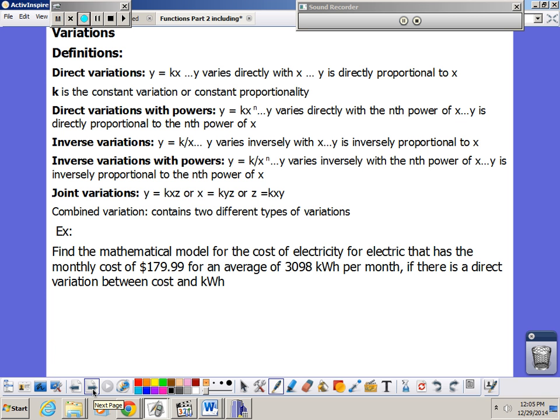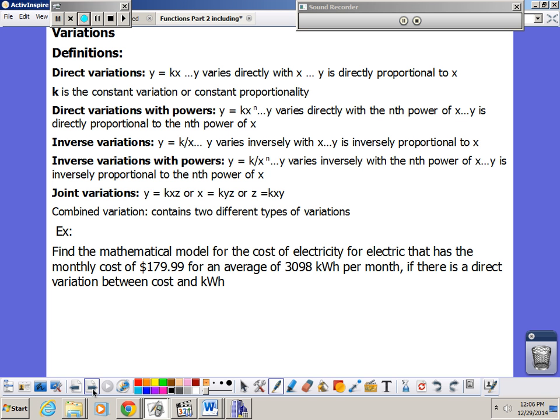Okay, variations. The types of variations that we're going to be using are direct variations, which are in the form of y equals kx, where y varies directly with x, so y is directly proportional to x, and k is the constant variation or the constant proportion. A direct variation can have powers, where y directly varies with the power of x. It's the same thing except x is raised to a power. Anytime you see varies directly, you put the k right next to the y and then whatever comes next to it. So whatever they're talking about.